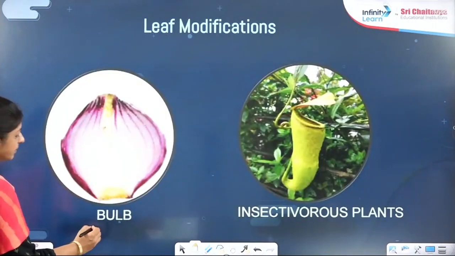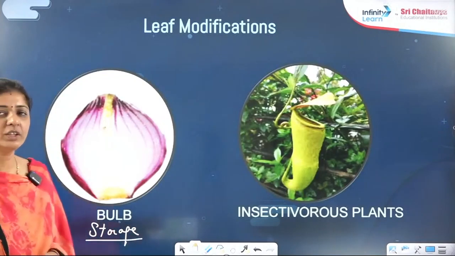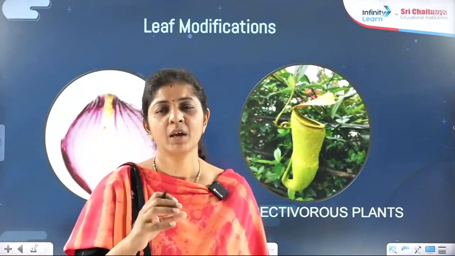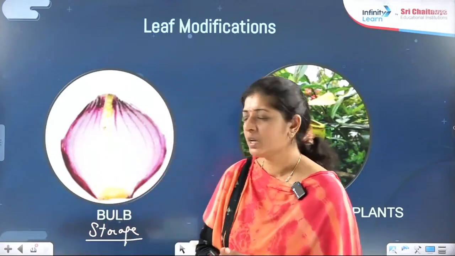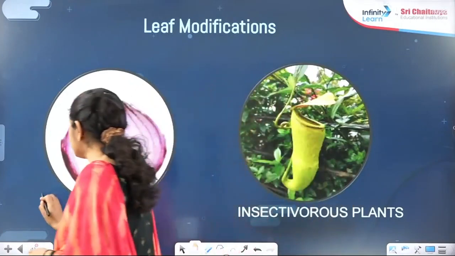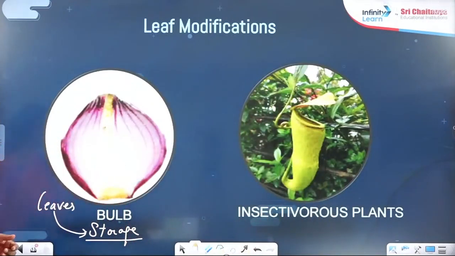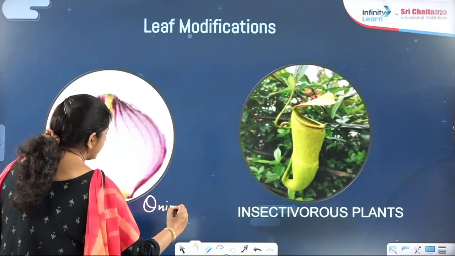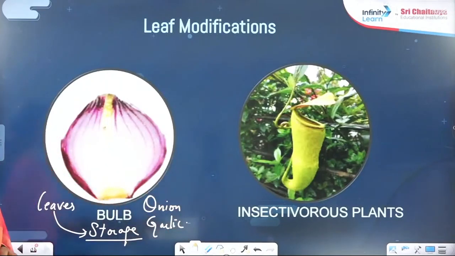Even the bulb is for storage. We discussed bulb in the stem modification, based on the discoid, compressed type of stem. But who is storing the food over there? Leaves are storing the food. So here the leaves will store the food, and what function is it performing? Storage, here in the case of onion and even in the case of garlic, right? Two examples will be there.